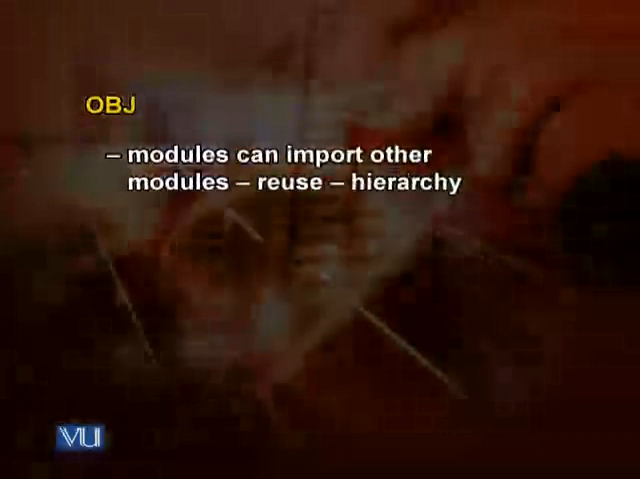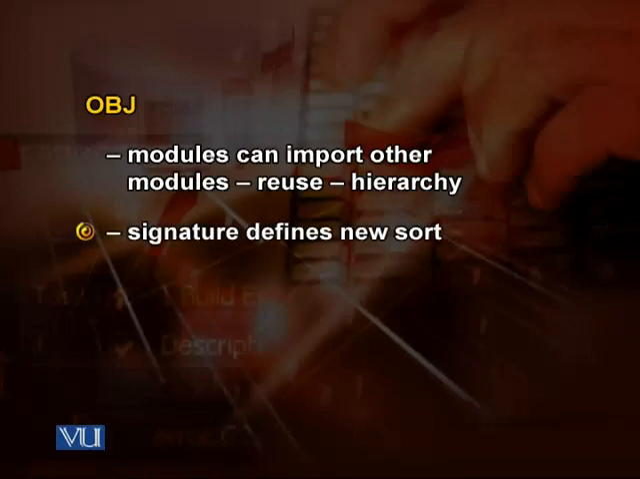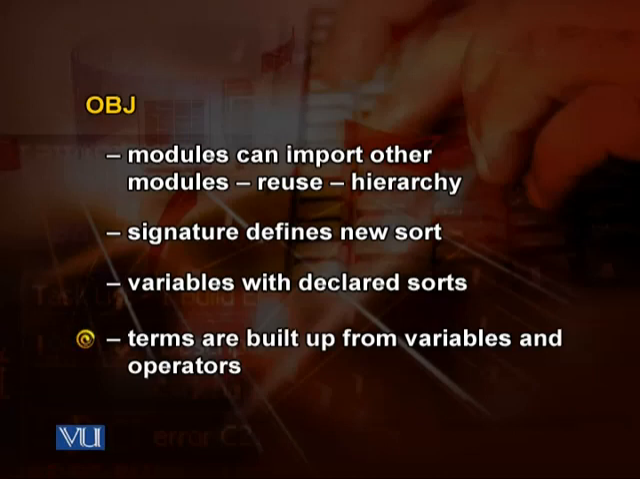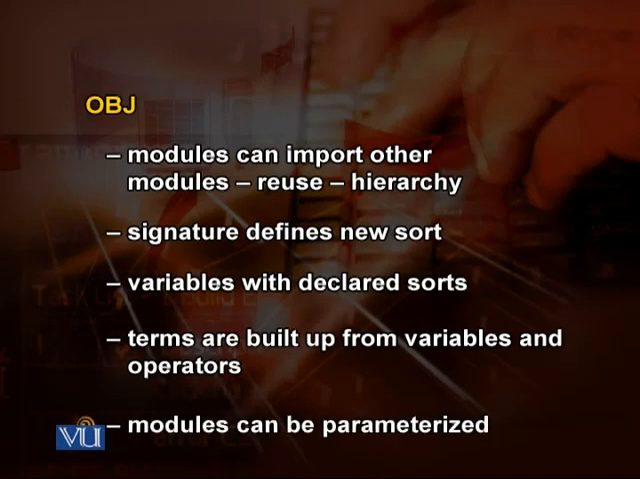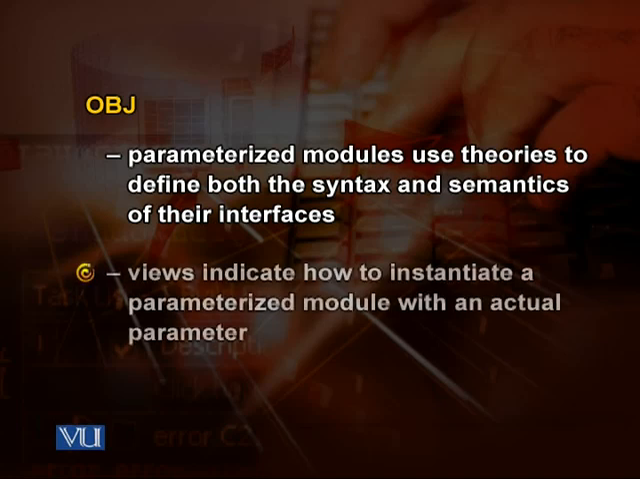Now, let me take you back to the slide and discuss it in more detail. Modules can import other modules. So we have the reuse, and it makes the hierarchy. We have the signature part, which defines a new sort. We can have variables with declared sorts. Terms are built up from variables and operators. Modules can be parameterized. Parameterized modules use theories to define both the syntax and semantics of their interfaces. And views indicate how to instantiate a parameterized module with an actual parameter.